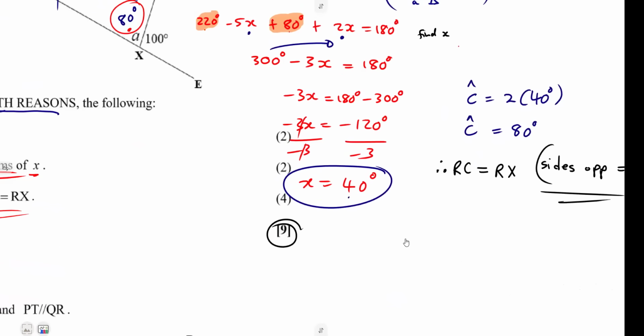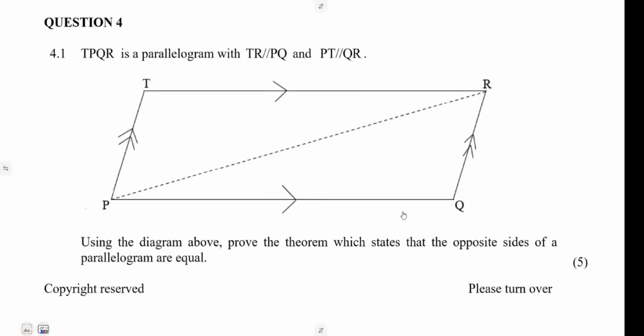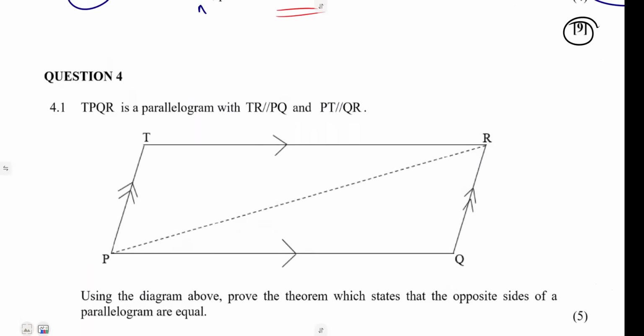It seems like we have got it here. All right, question number 4 here. We are given that on 4.1, TPQR, this one is a parallelogram, and you've got these lines parallel, this and that. Using the diagram above, prove the theorem which states that the opposite sides of a parallelogram are what? Equal. Opposite sides of a parallelogram are equal.